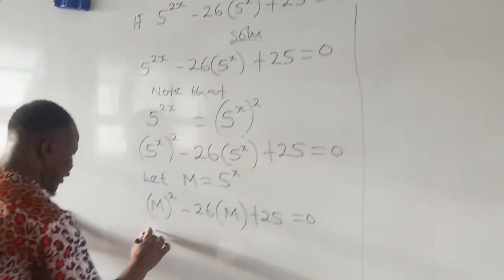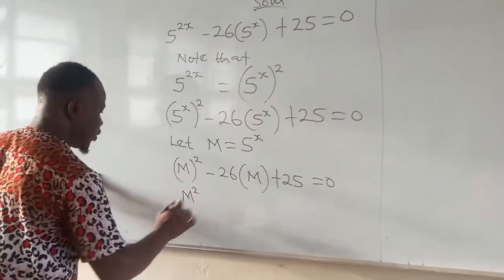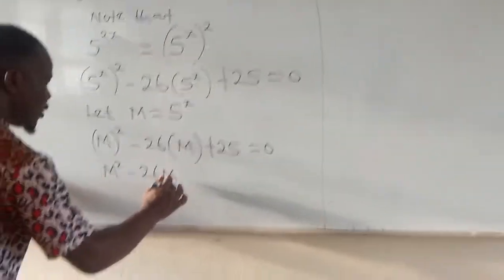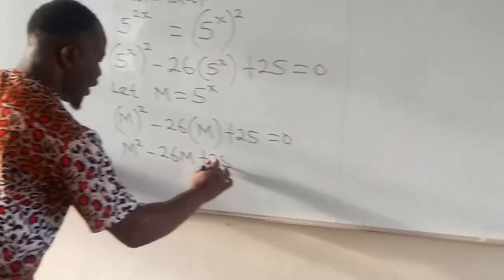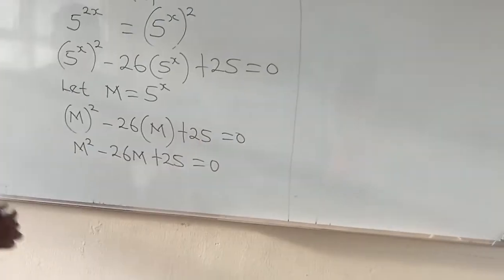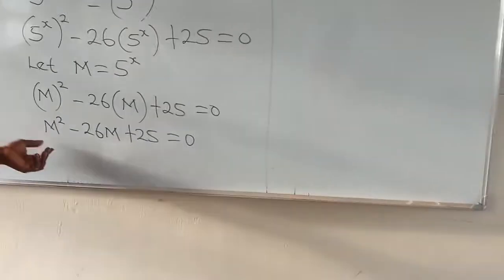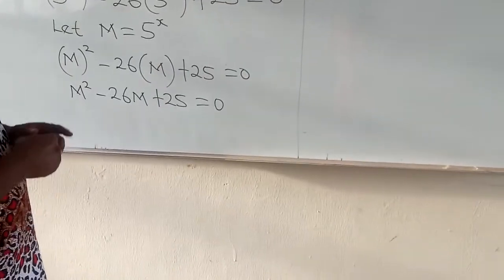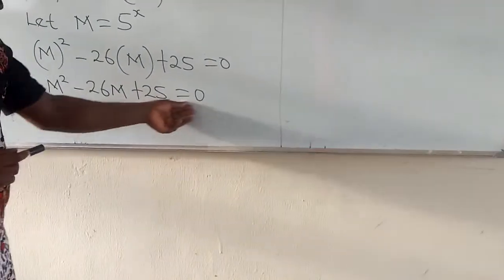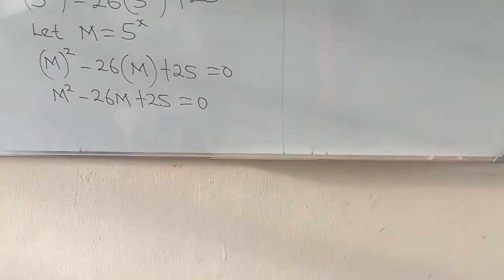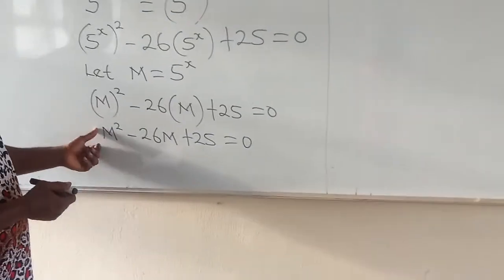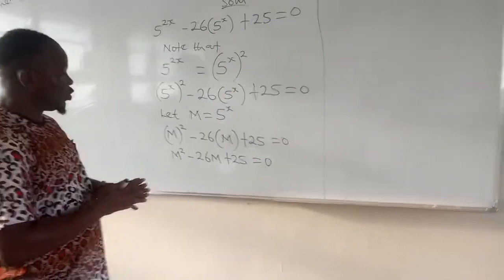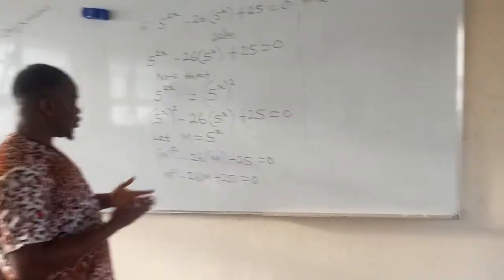This will give us m squared minus 26m plus 25 equals 0. You know that this is a quadratic equation, and we are going to solve it. Thank God that the coefficient of m squared here is 1, so I will not bother much.